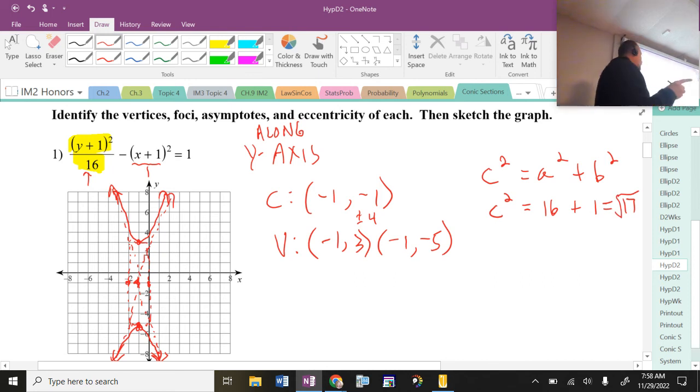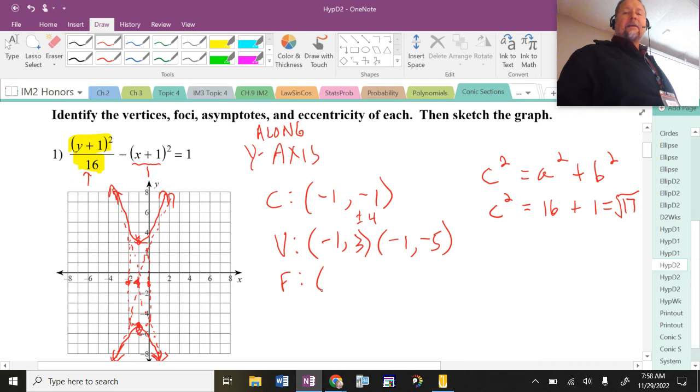Square root of 16 is 4. Square root of 17 is 4 point something. So I go 4 point up, 4 point down. Those x's are really tight, very close to those vertices there. Okay, so therefore the foci are, now you're allowed to do this, -1, comma, -1 plus or minus root 17.